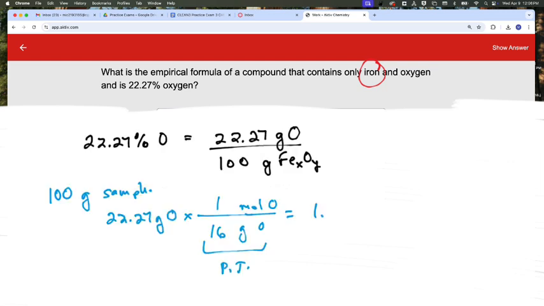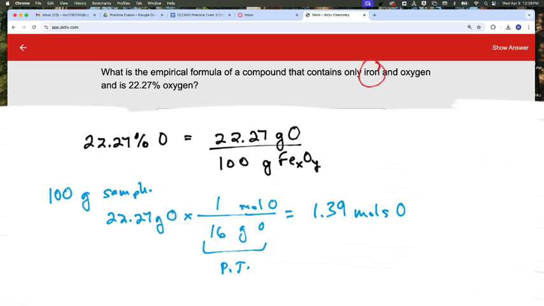Oh, I don't know what that did. 0.5? 0.4. I'm not a human calculator. 1.39. Yeah, it's exactly what I said. 1.39 moles of oxygen. So ta-da, I know my chemical formula then.